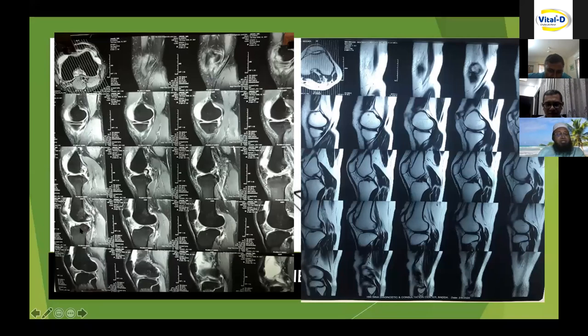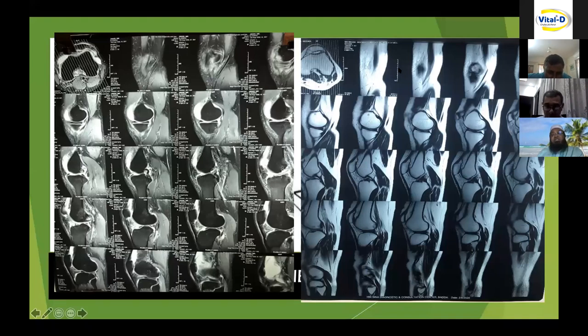And you see, this is the parrot beak shape of the tibia. This parrot beak shape, and there is a white interruption in the posterior horn of the lateral meniscus. So there is also injury to the posterior horn of the lateral meniscus. So this is the first film.